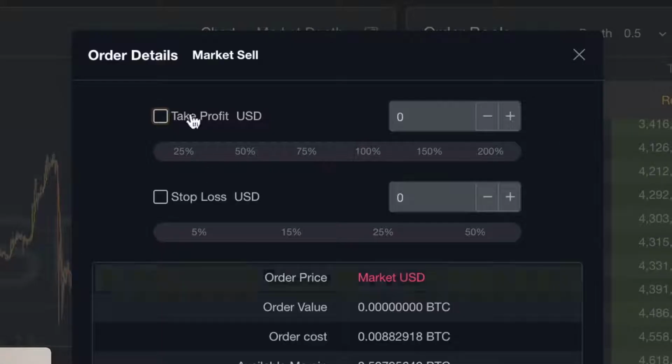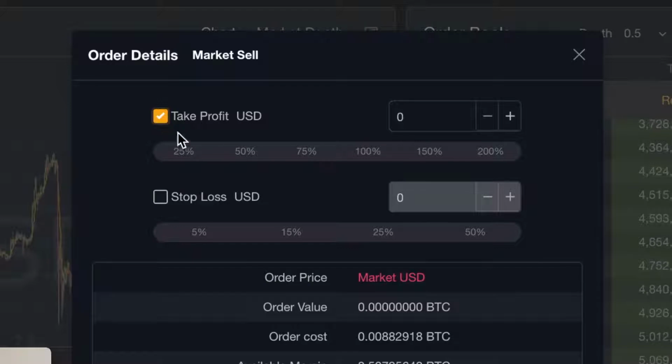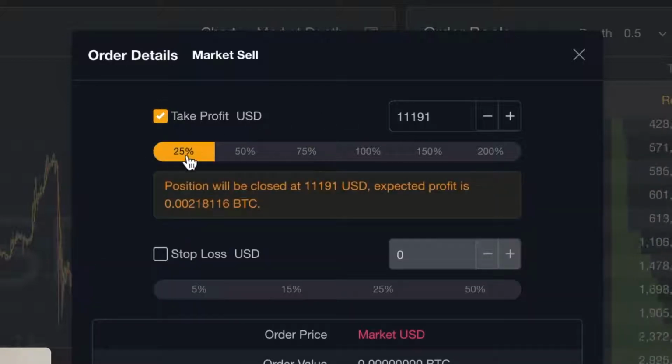Now this is what you will see, and this is a feature that Bybit has. You don't need to use this, but it's a very nice feature where if you click here, you can press 25%. When you are 25% in profit on your trade, Bybit will exit your trade and you will be taking profit.